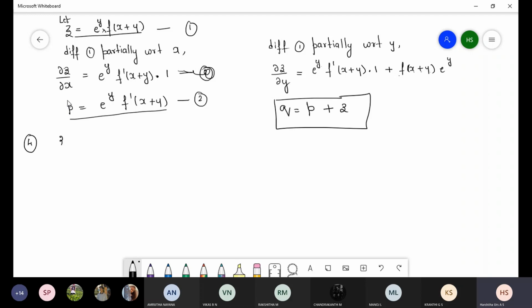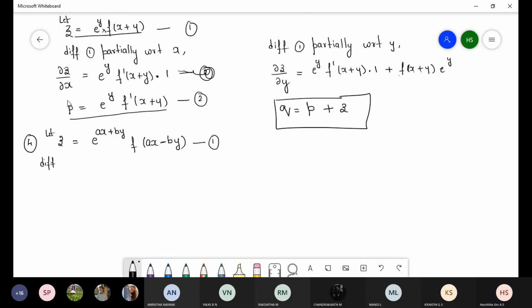Fourth one: z is equal to e power ax plus by into f of ax minus by. So here I write the solution. Let z is equal to e power ax plus by into f of ax minus by. Call this one as equation 1.